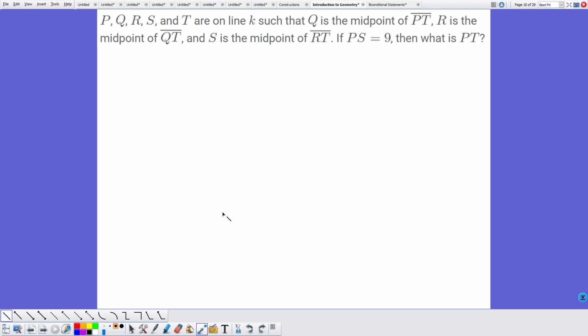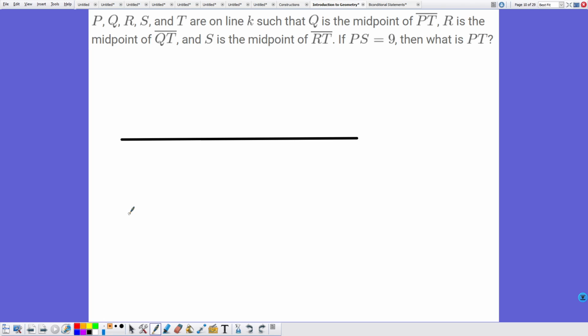All right, so again, I'll draw a segment preemptively, and let's read the problem. So P, Q, R, S, and T are on line K such that Q is the midpoint of the segment PT. R is the midpoint of the segment QT, and S is the midpoint of the segment RT. If PS is equal to 9, then what is PT? So again, look at the order of things.